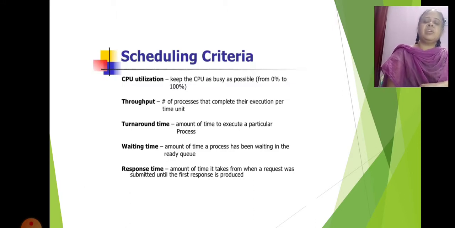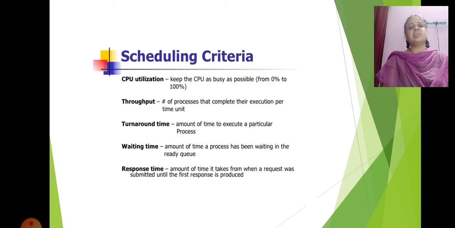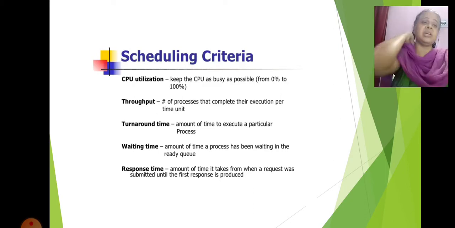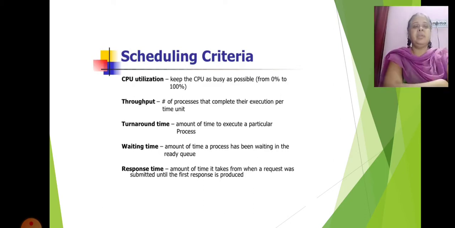These are the scheduling criteria I have just discussed. CPU utilization: keep the CPU as busy as possible, from 0 to 100%. This is theoretical, but in practice CPU utilization is around 90%. Then throughput: the number of processes that complete their execution per unit time.